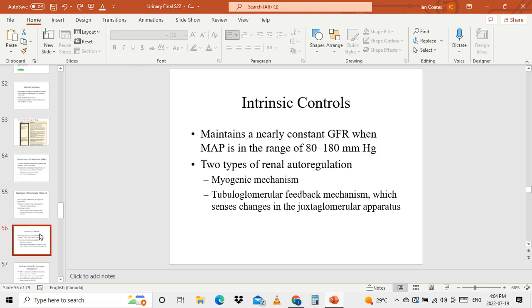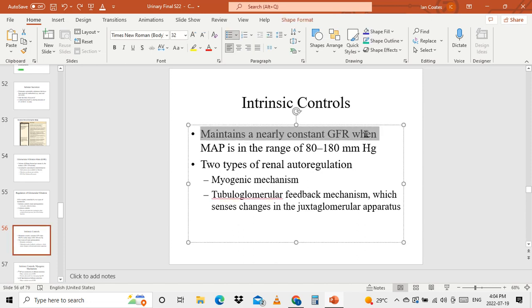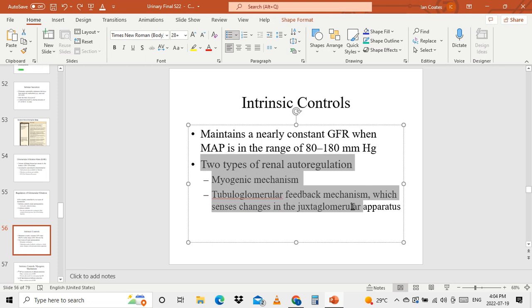The intrinsic controls maintain a nearly constant GFR in the range of about 80 to 180 millimeters. There are two types of renal autoregulation. Again, this stuff I'm not really interested in. You guys can read it in the book, but I'm not going to go into MAP. The only thing I'm going to go into is the NFP, 10 millimeters of mercury. It's got to fight through the resistance in the glomerulus.